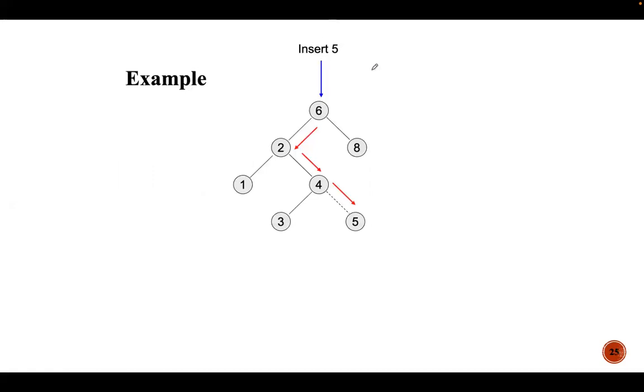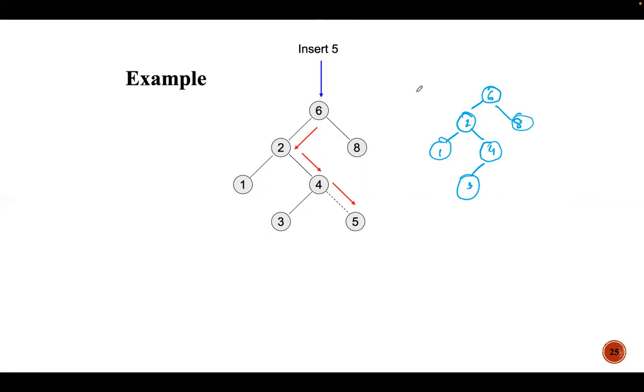So let's see an example. Let's say this is our binary search tree. The binary search tree actually looks like this. We have 6, 2, 8, 1, 4, and 3. We want to insert 5 in this binary search tree. So we have to find a node where 5 can be a child of that node. And always remember, the new node we are going to insert as a leaf node.